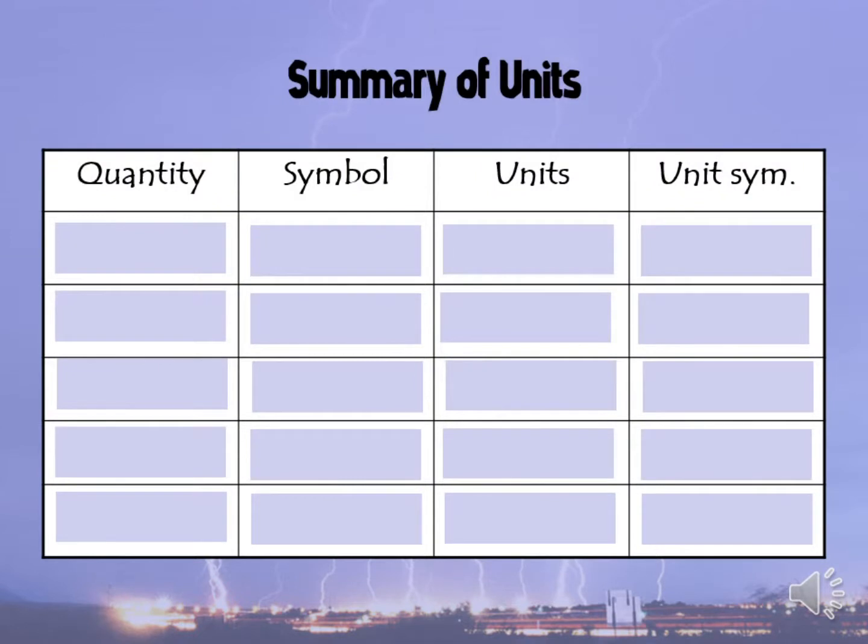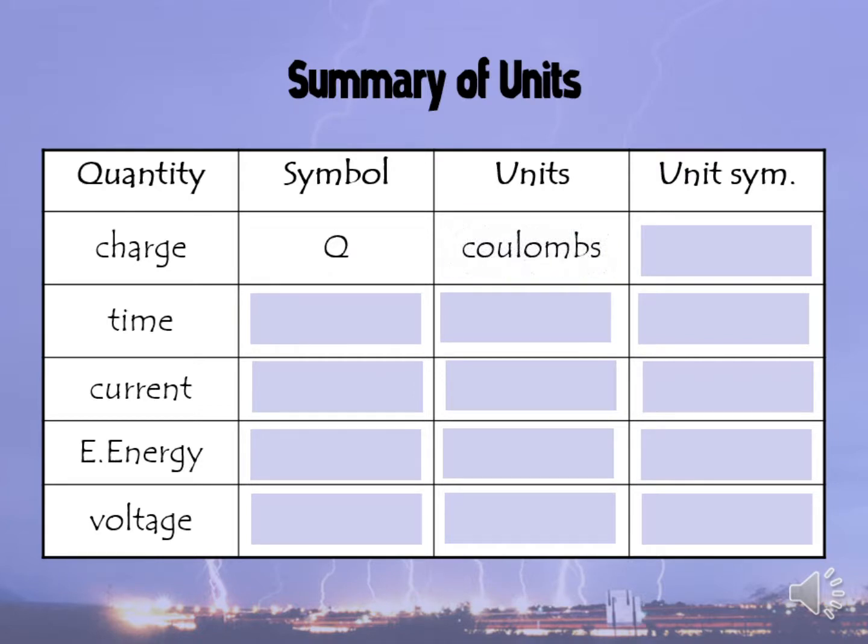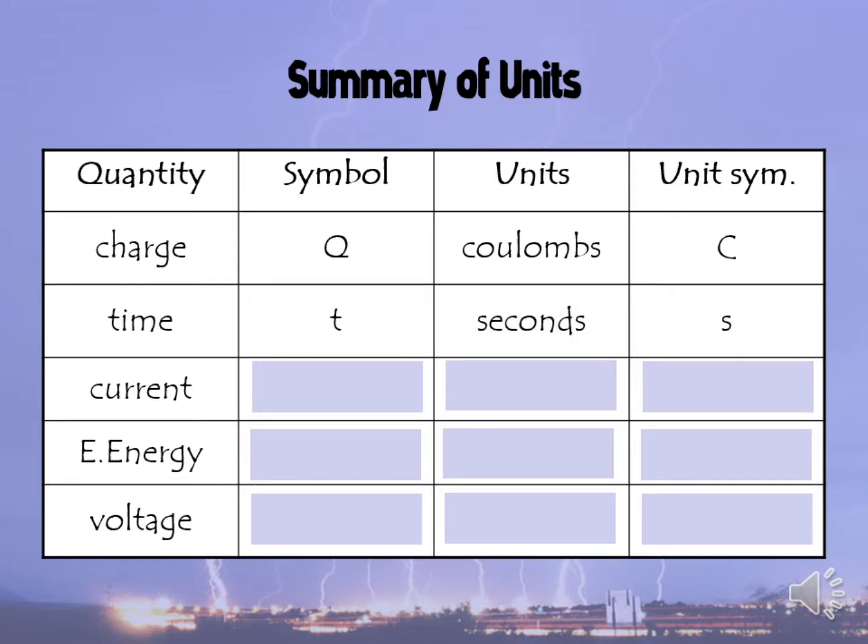So let's also look at the units we've considered. So you can be thinking about the units associated with all of these things: charge, time, current, electrical energy, and voltage. And not only the symbol that is used in the equation, but the unit symbol that is used when writing numbers as well. So with charge, the equation symbol, as we've seen, is Q, but the units are in coulombs, and so the unit symbol is a capital C. Time, we know very well. Its equation symbol is t, but it's measured in seconds or small s.